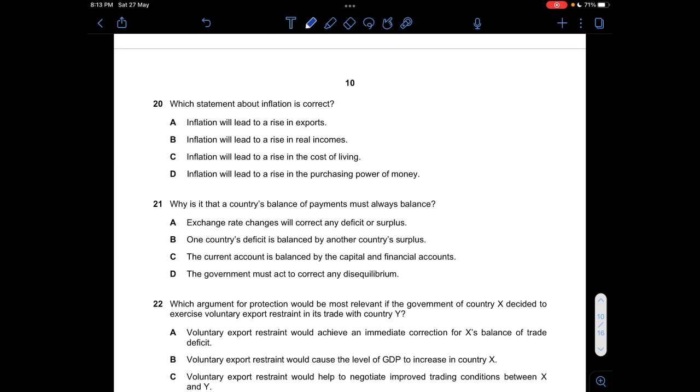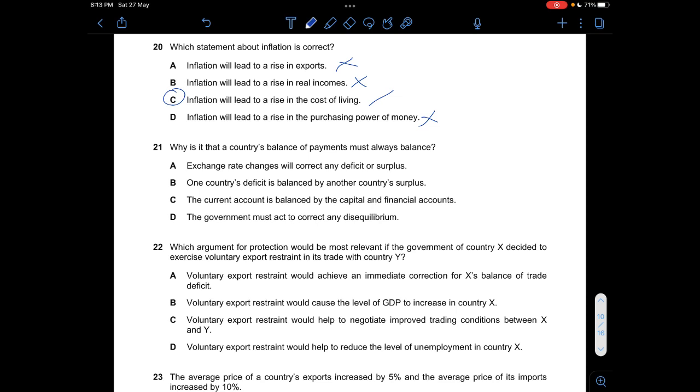Question 20, which statement about inflation is correct? Inflation would result in an increase in the general price level. A says inflation will lead to a rise in exports, which is not correct because of the higher prices. B says inflation will lead to a rise in real incomes, which is not correct. It will not lead to a rise in real income. C says inflation will lead to a rise in the cost of living, which is correct. And D says inflation will lead to a rise in the purchasing power of money. It will decrease the purchasing power of money, so this is not correct. So answer is C.